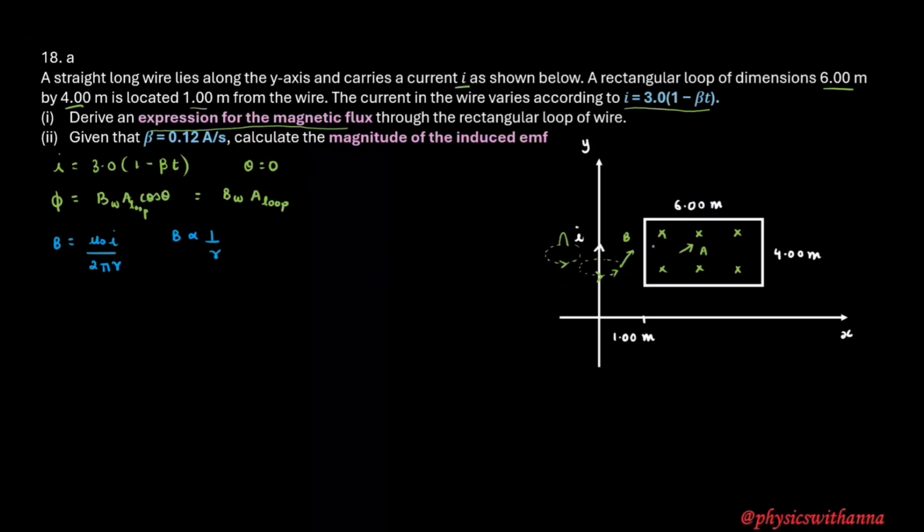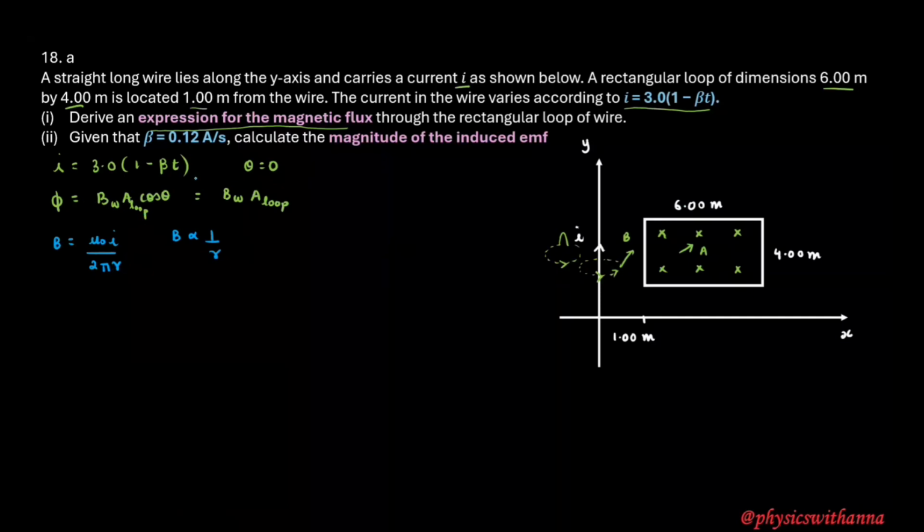So since the different points on the loop are at different distance from the wire, the value of magnetic field will vary. It will not be the same at all points. And if magnetic field is not same, magnetic flux will also change. So magnetic flux at different points on the loop will be different, and we need to take that change into consideration while writing the value for flux.